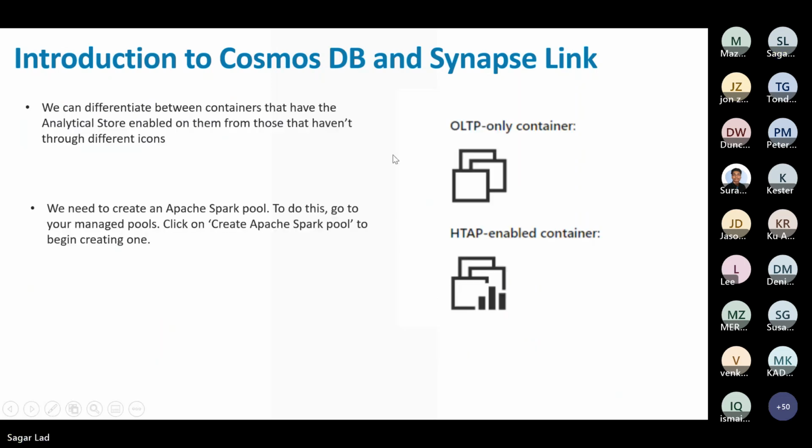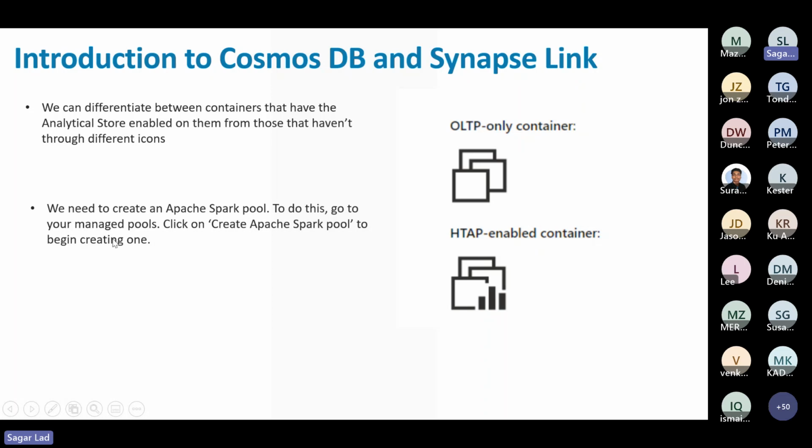Now, there are two types of containers in Cosmos DB. We have OLTP-only containers, and we have HTAP-enabled containers. We can differentiate the containers that have analytical store enabled from those that do not by a different icon. If this icon is shown, then the analytical store is not enabled, so it is an OLTP container. If this analytical symbol is present in the icon, then it is an HTAP-enabled container.